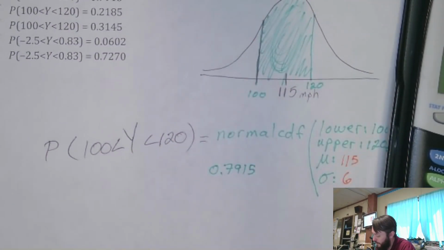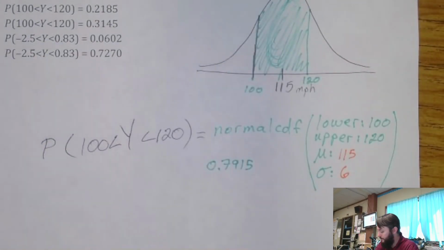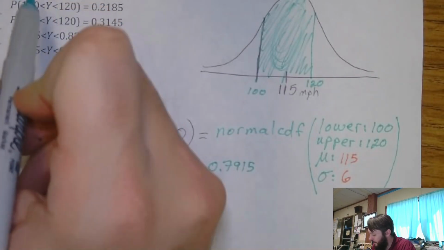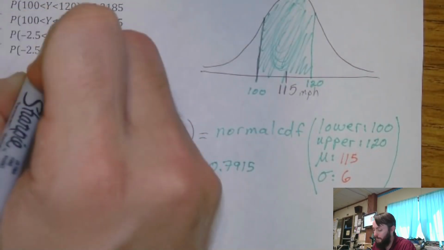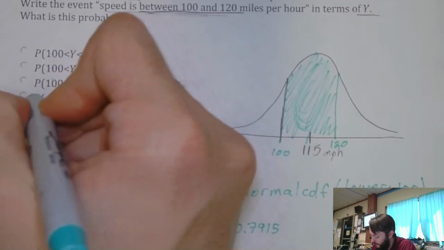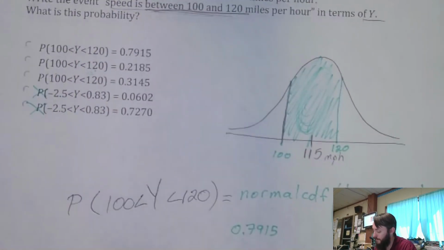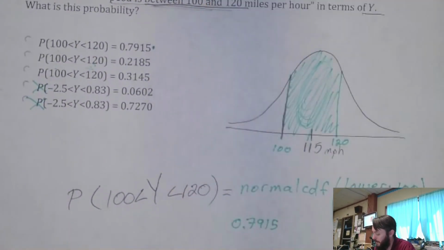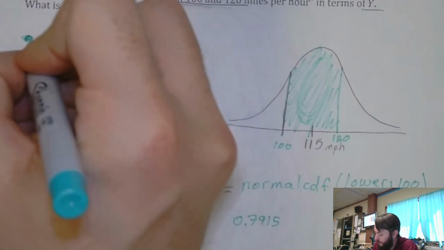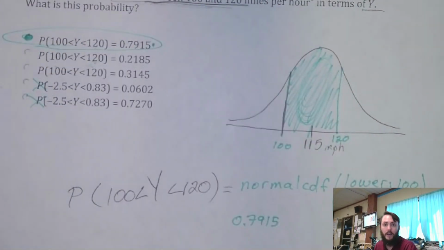0.7915. And if we look, we see we got three of them that are between 100 and 120. So that means this one's off, and so is this one. And only one of them has the correct probability of 0.7915. So here is our answer.